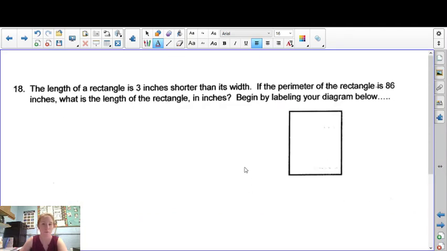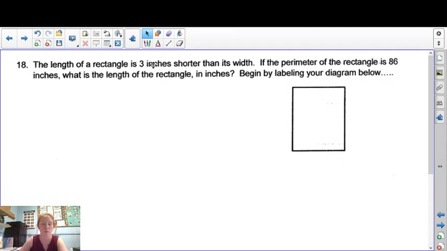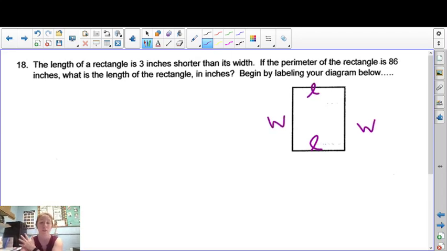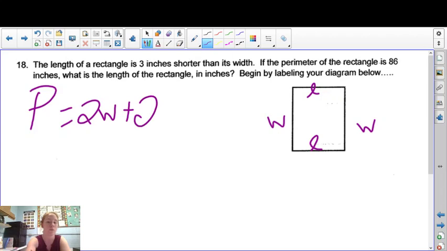Okay, number 18. We're going to go ahead and find the length of stuff. So the length of a rectangle is 3 inches shorter than its width. If the perimeter is 86 inches, what is the length of the rectangle in inches? Begin by labeling your diagram below. Okay, so we know when we talk about a rectangle, we have a length and we have a width. And I have another length and I have another width. So that's a start. We know that the perimeter, which is length plus length plus width plus width, or 2 width plus 2 length, is equal to 86 inches.